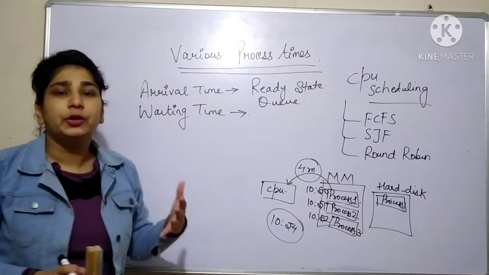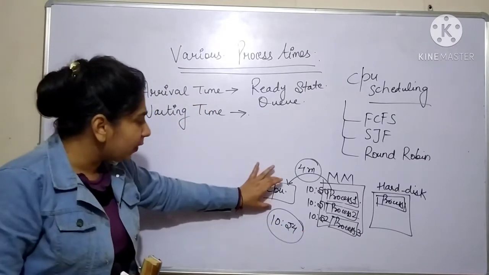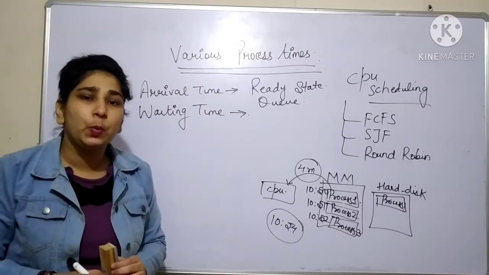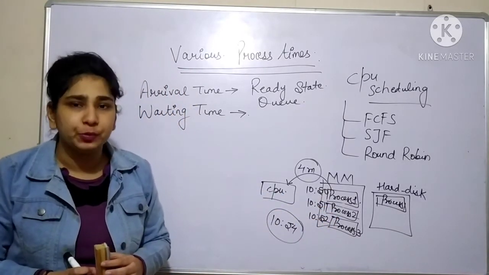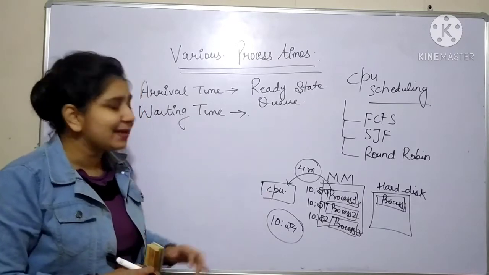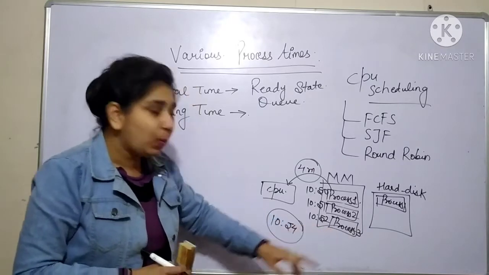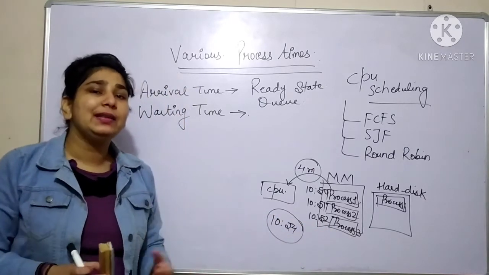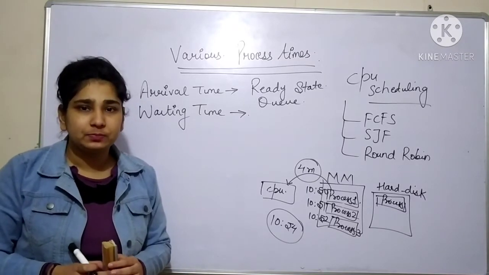How long your process is waiting in the main memory before getting executed on the CPU. The first way is your process is waiting in the ready queue before getting executed on the CPU. Or what is the other way? Your process is waiting in the wait state or in the block state.